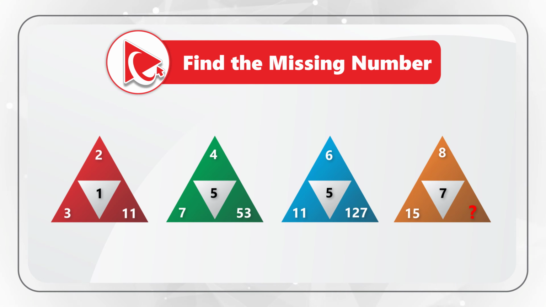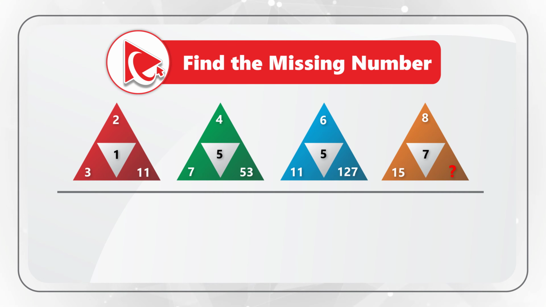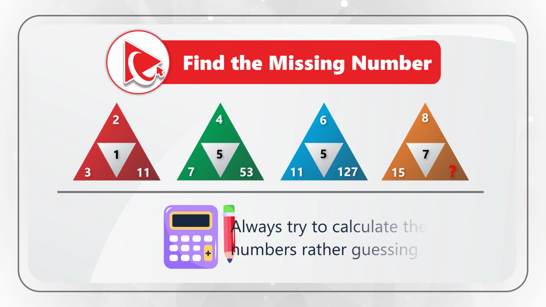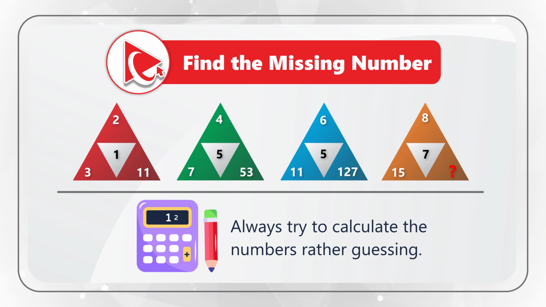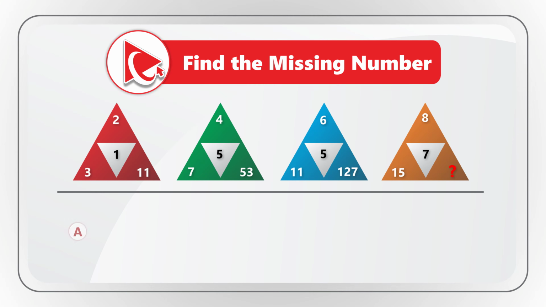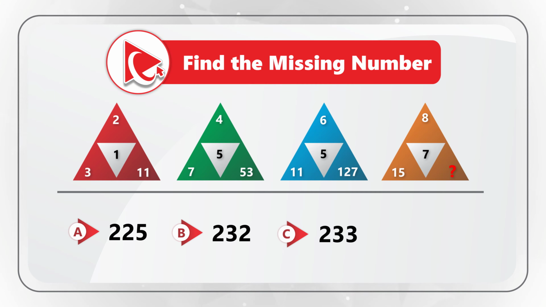Can you take a close look to see if you can come up with the answer? One tip for you is that you do not need to guess the number, but rather you need to calculate it. And you need to select the calculated number out of 4 different choices. Choice A, 225. Choice B, 232. Choice C, 233. And then last but not least, choice D, 240.